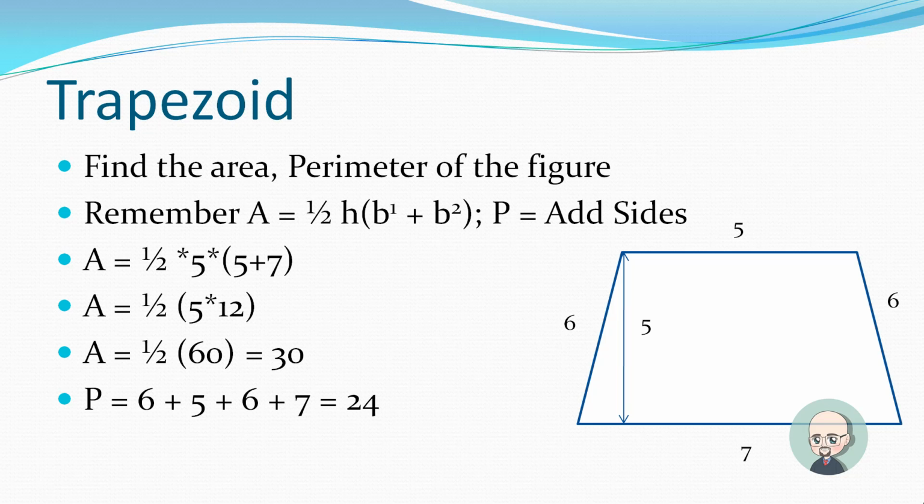The perimeter is 6 plus 5 plus 6 plus 7, which is equal to 24. Okay, that's it, and we'll see you next time.